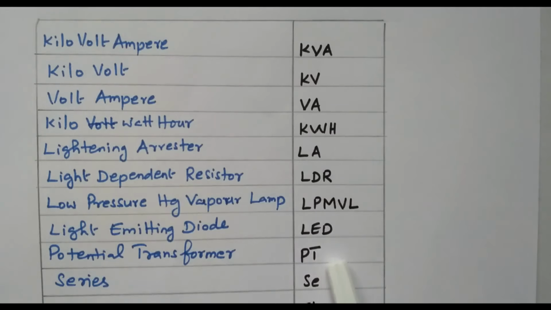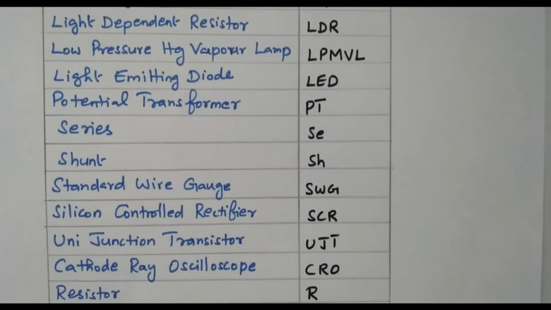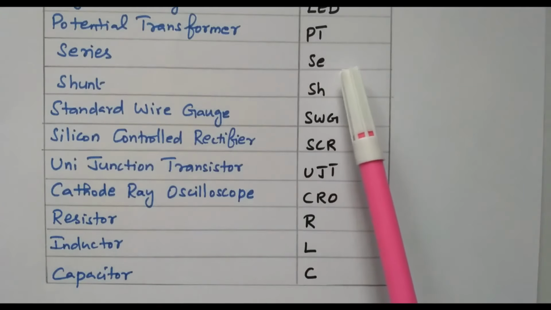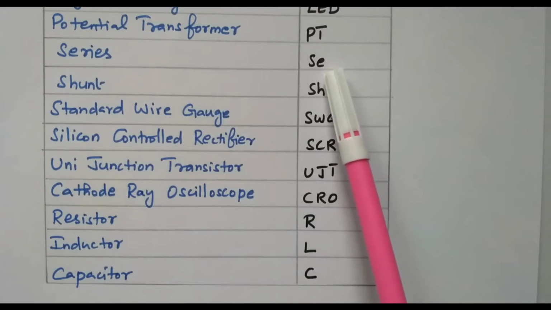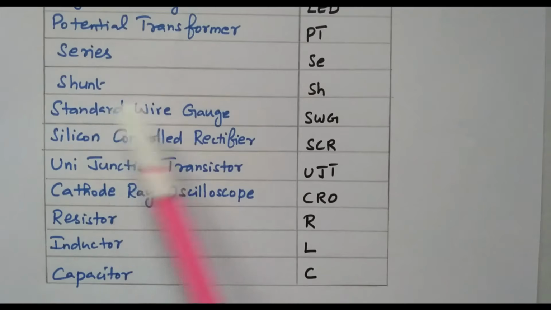Then PT, potential transformer. We already discussed the CT, current transformer. So this one is the potential transformer. Then we'll go to some more. If it is connected in series, it is given as SE, capital S, small e. If it is connected in shunt, it is given as SH.